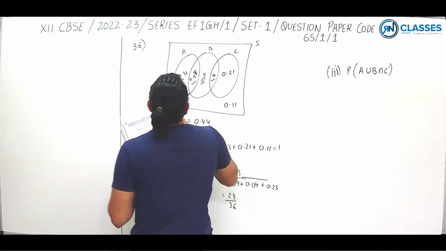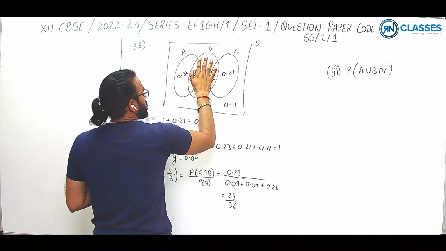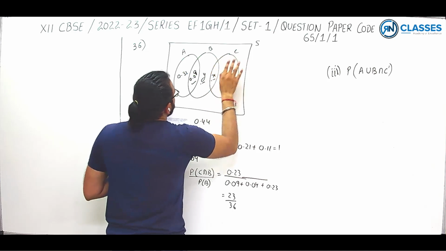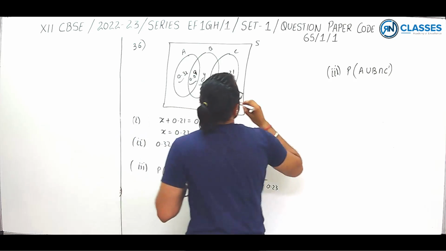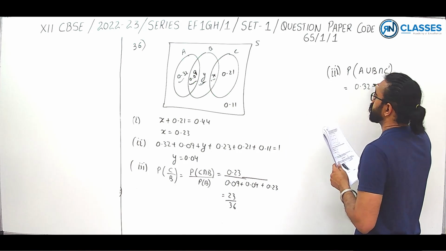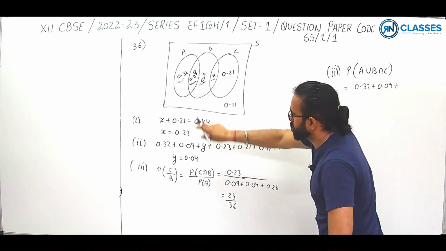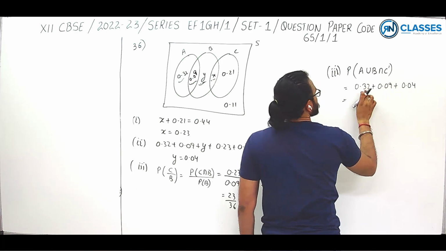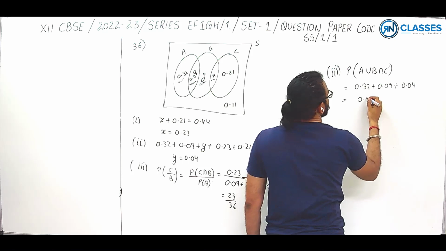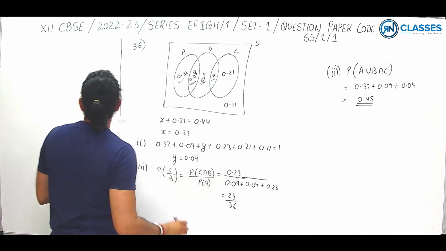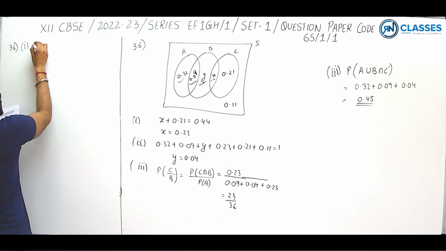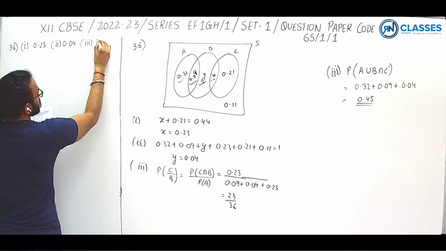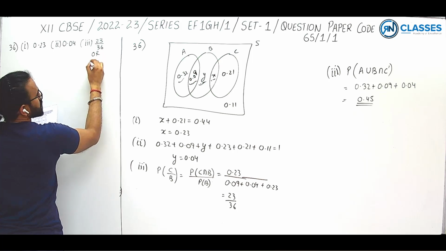A or B, that is set A complete or B complete, this plus this plus this plus this. But carefully, it says not C, so if we remove the C part, we are left with this part and this part, which is equal to 0.32 plus 0.09 plus y. The value of y we already have, that is 0.04. As soon as you add these two, this is 0.13 plus 0.32, the answer turns out to be 0.45. So for the 36th question, the answer of the first part is 0.23, the second part is 0.04, the third part is 23/36. In this, the other part has the answer 0.45.